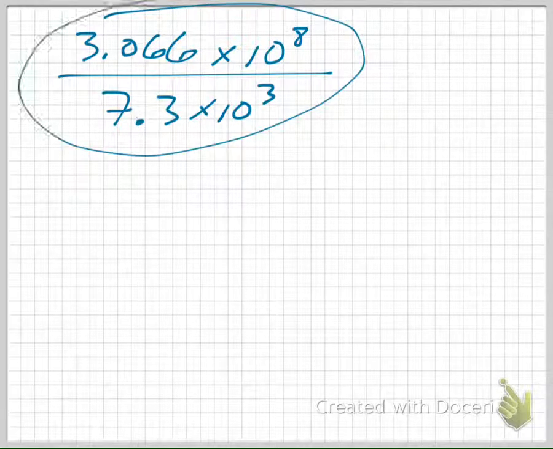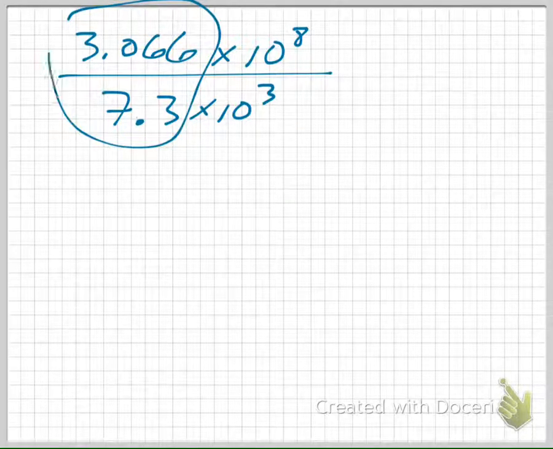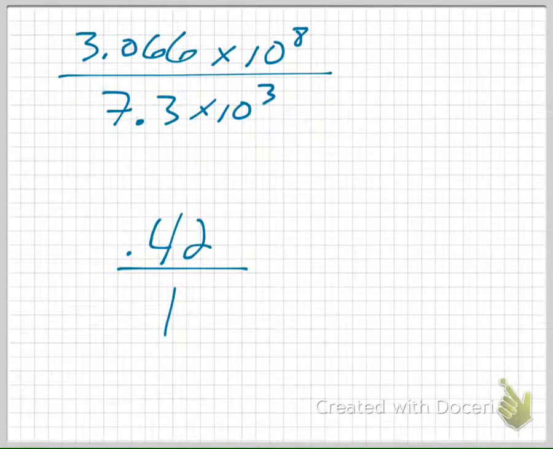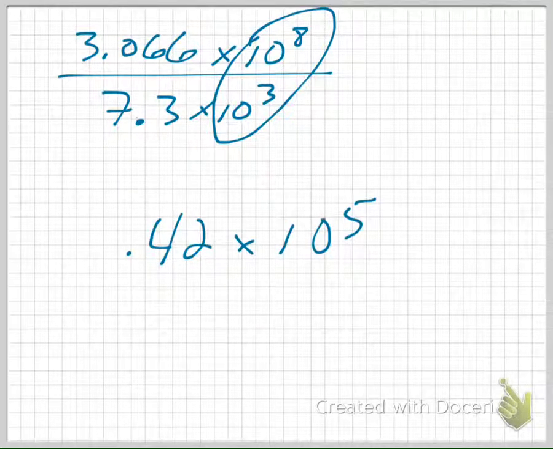Okay. This is ugly. What do I do here? Reduce the numbers, right? Reduce these babies. What is 3.066 divided by 7.3? What's it come out to? 0.42. 0.42 over 1, we can just for now, right? And then when I have this, I can reduce those. When I reduce things, what does that leave me with? 10 to the 5th on the top. So times 10 to the 5th.